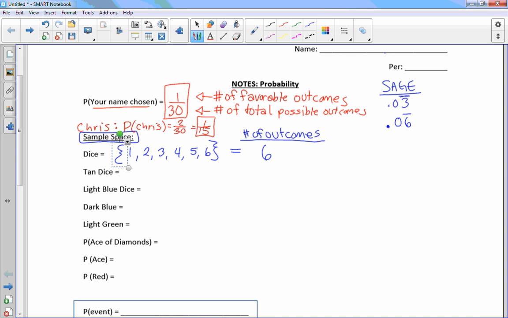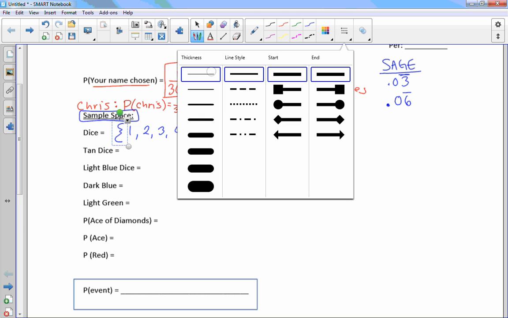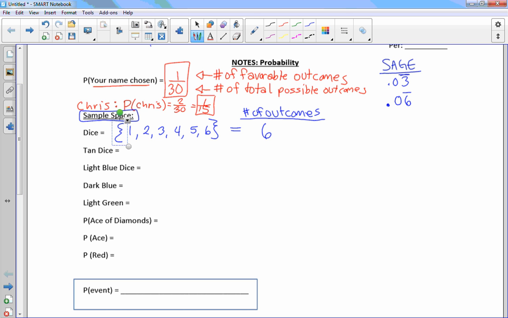There's a bunch of different dice out there. The tan one, which is what Alicia has. Alicia, take a look at that and look at the sample space. What does the sample space look like? Okay, so 1, 2, 3, and we can go dot, dot, dot, 28, 29, 30. So the probability changes when we add more sides, right? In this case, what's the probability that we roll a 2?